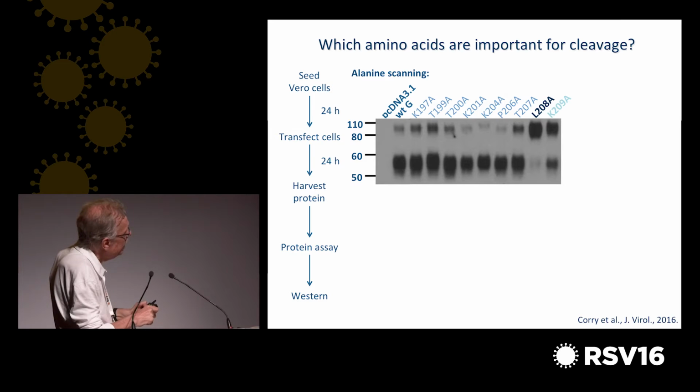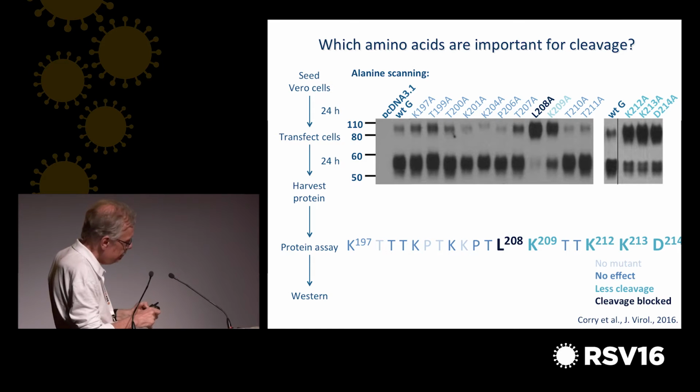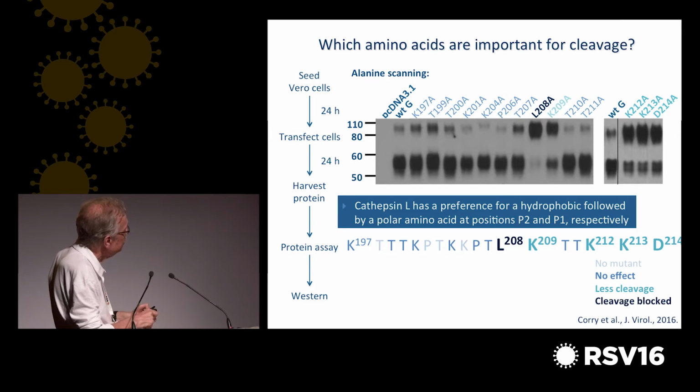which brought most of the protein back up, prevented cleavage. So this is 208 and 209. There are a couple others further down, not the next 2, but the next 3. So here's a summary of it. The bold ones are the ones that are important. We also identified cathepsin L as being the protease that cuts it.